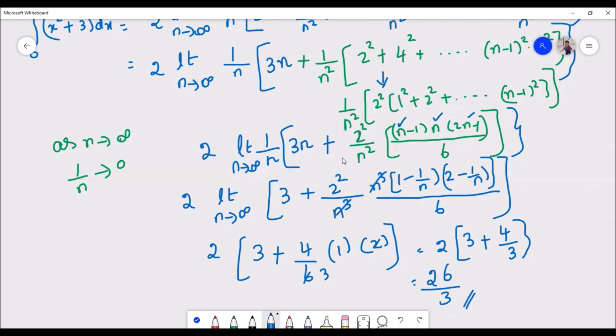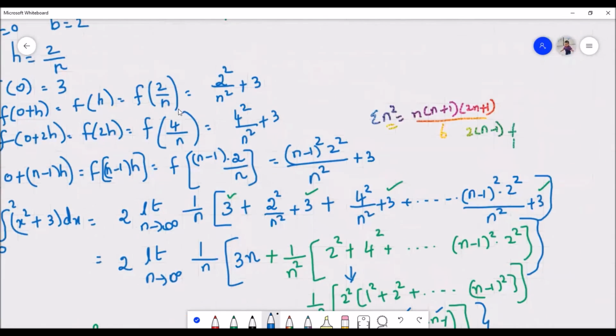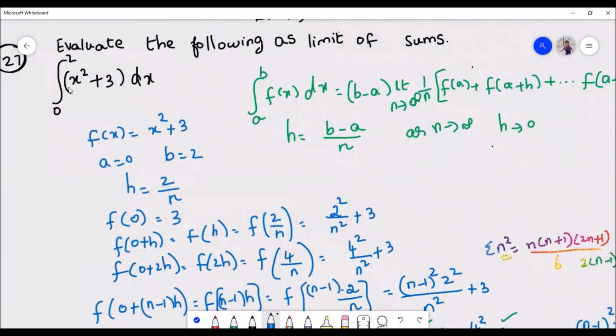If you want to check whether your answer is correct or not, you can integrate the given function directly using the formula for ordinary integrals. How will you do the integration? It's like x cube by 3 plus 3x. By this time, if you know definite integrals, just apply upper limit minus lower limit. But before going to definite integrals, this is the method we use to evaluate the definite integral, the method of limit of sums. Applying the upper limit minus lower limit will come in the next problem. If you have learned it by then, you can check whether your answer is correct or not.